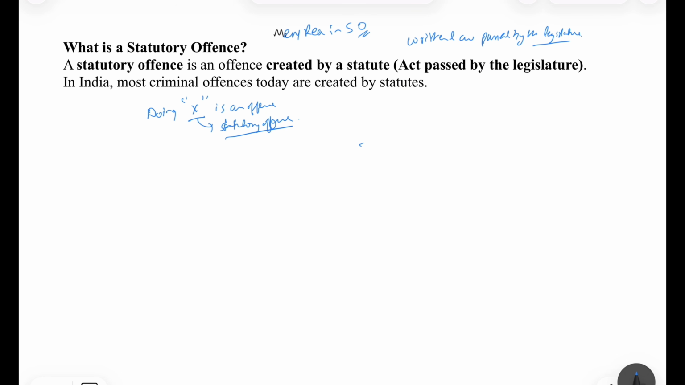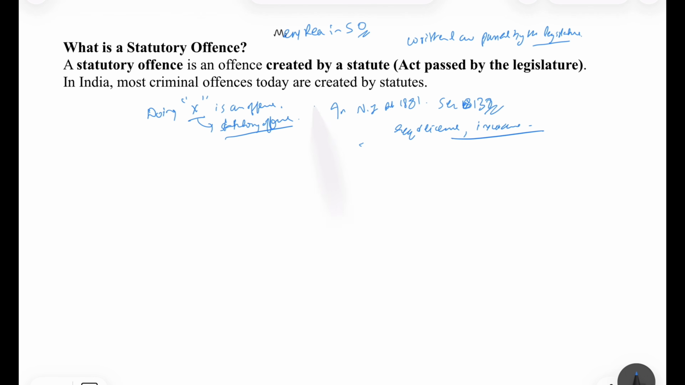For example, the Negotiable Instruments Act, 1881 makes the dishonor of cheque, Section 138, an offence for insufficiency of funds. And also the Motor Vehicles Act, 1988 creates various offences such as violations relating to driving without the required license and also insurance. So these are the offences which are mentioned in the statute, and these will be categorized as statutory offences.